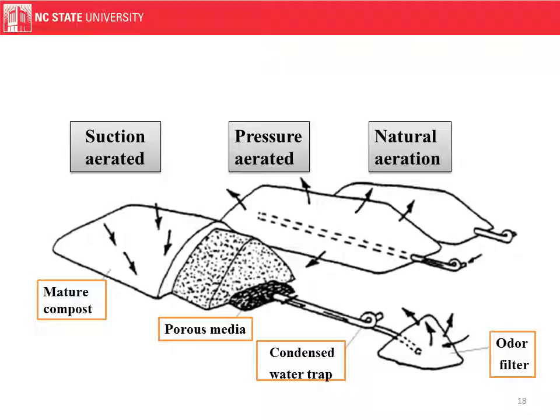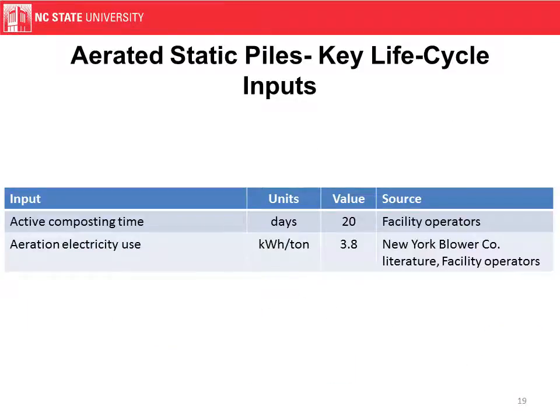So here's just a quick schematic. There's a couple different ways to do this. You can suck air in through the pile or push air out through the pile. Either way, you're getting air contact through your compost. And in both cases, odor control is important. You can see it's maybe a little easier to control on the suction aerated option. You can just put a filter on your output. So key inputs here, you can see that the active composting time is quite a bit shorter than windrows, and we have an electricity use value here for essentially just the blowers.